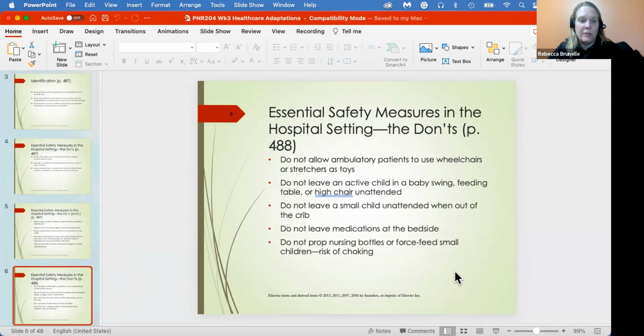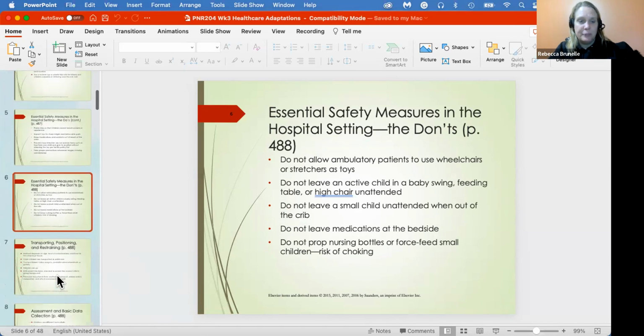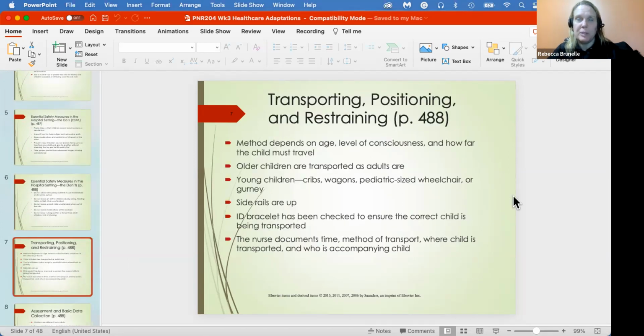So, we have different equipment in the hospital to move people around, like wheelchairs, stretchers, etc. Sometimes kids like to play on those things, so you need to have rules and guidelines that they can't play on the hospital equipment. Obviously, you never want to leave a kid unattended in their high chair or anything like that. They need a lot of supervision. If their parents aren't in the room, sometimes you can ask for a sitter, somebody who comes in and just hangs out with them.